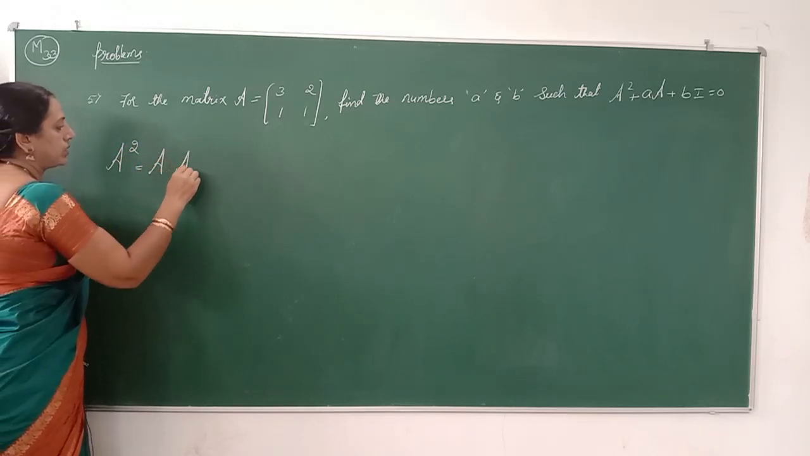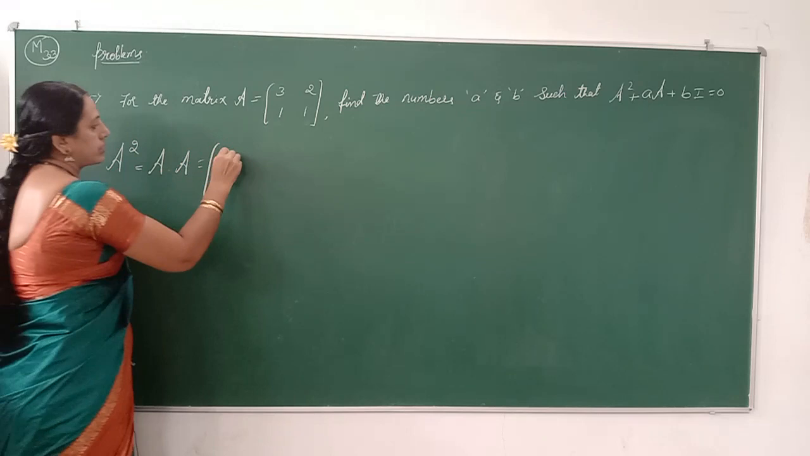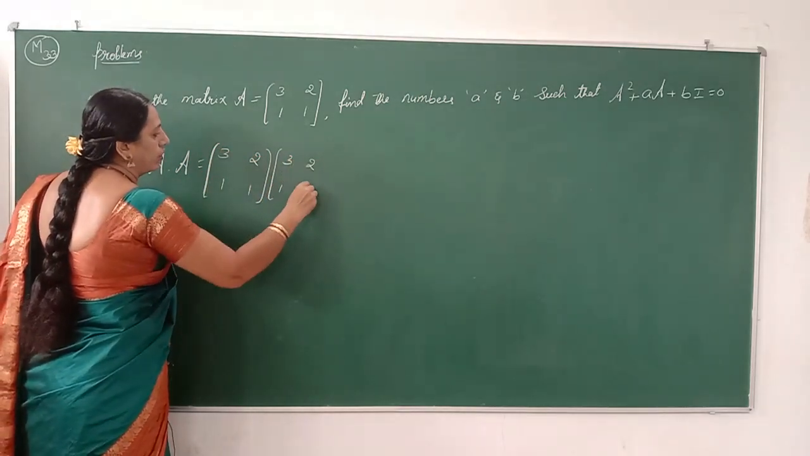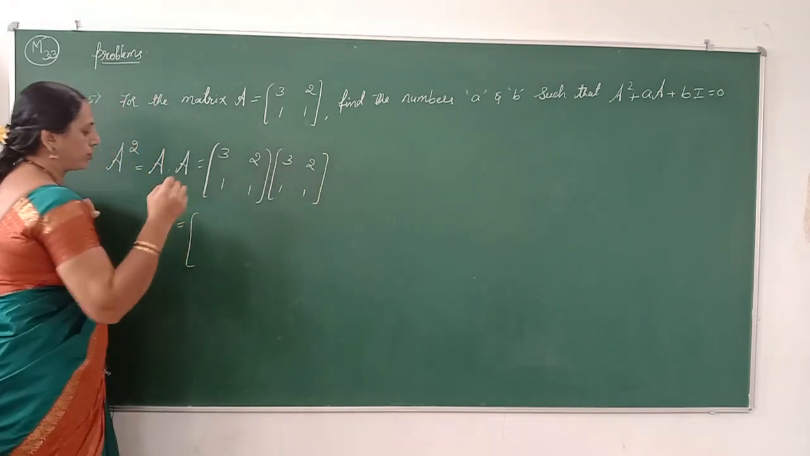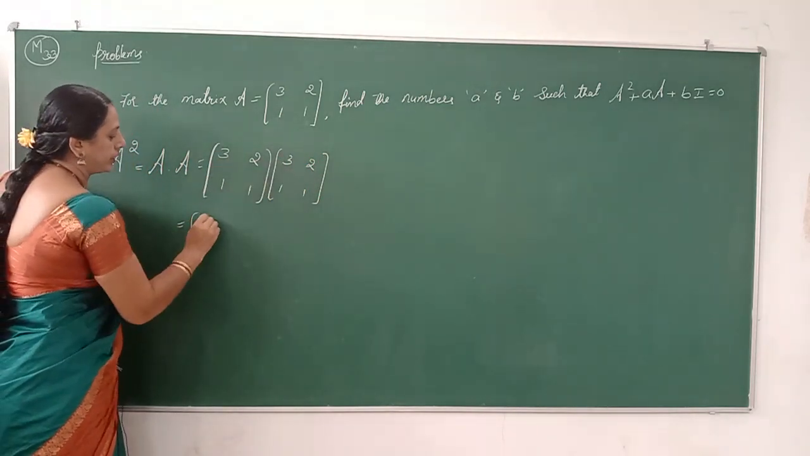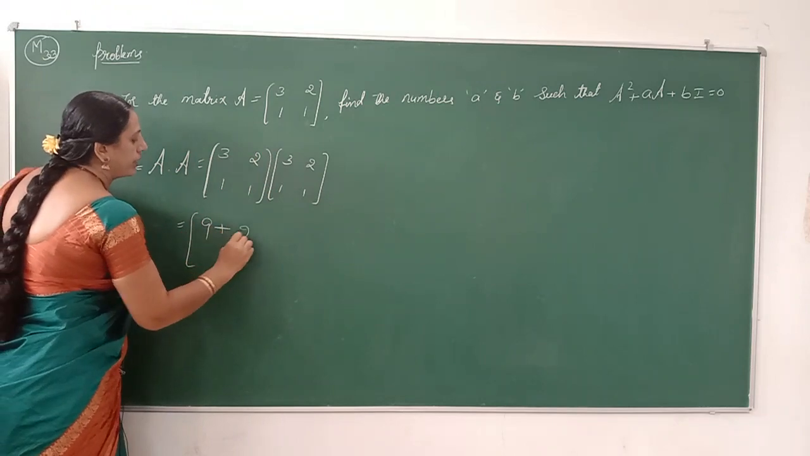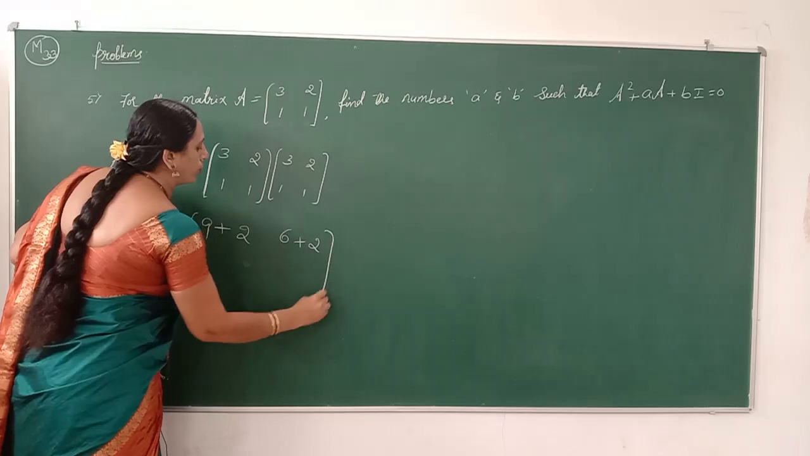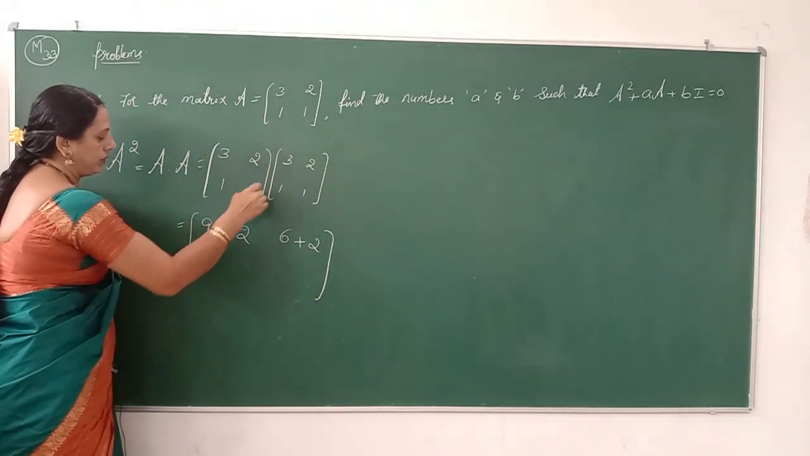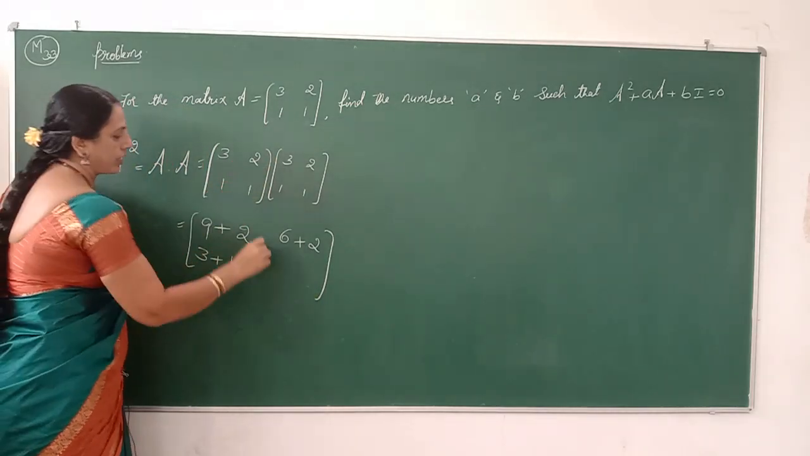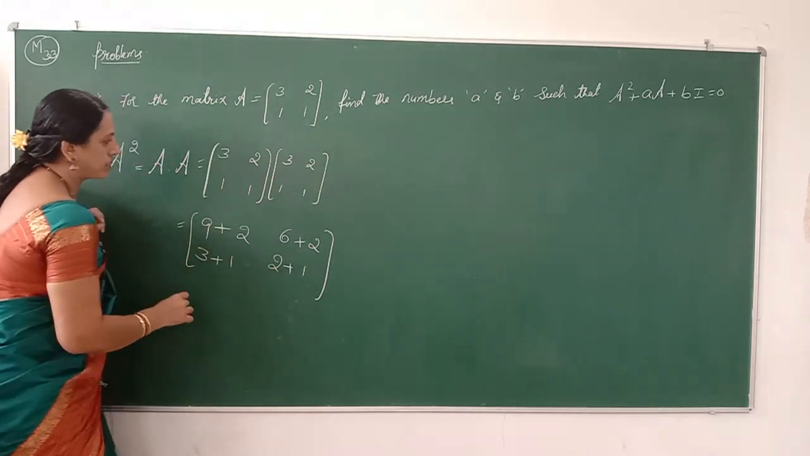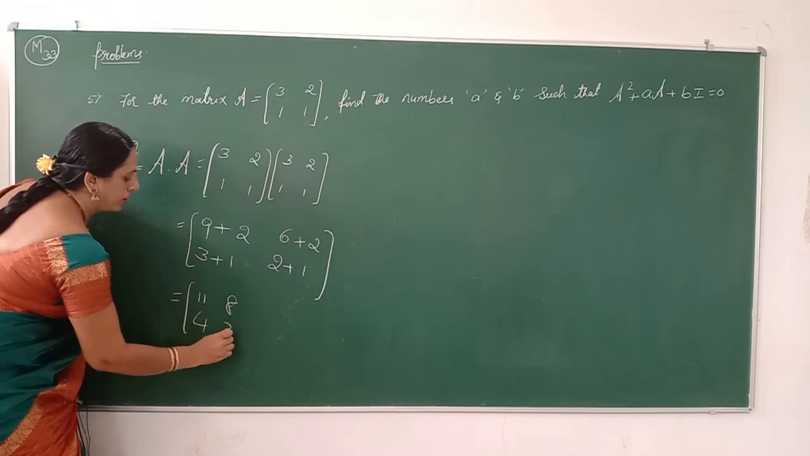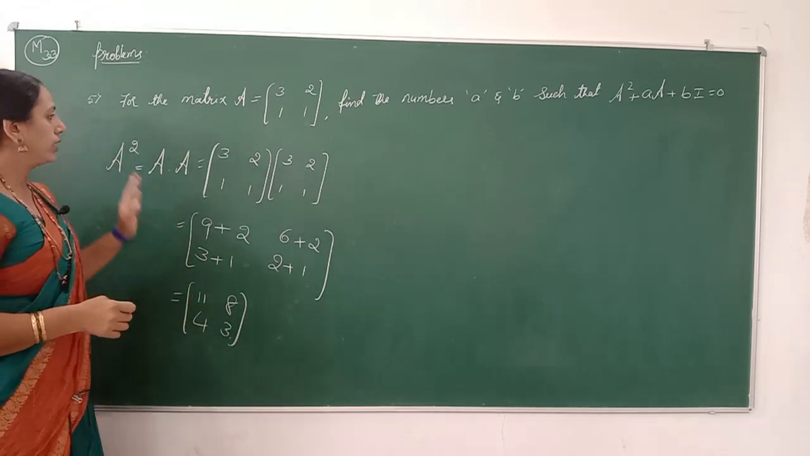A square is nothing but A into A, that is 3, 2, 1, 1 into 3, 2, 1, 1. So multiplied with rows and columns. First row, first column, 3 3s are 9 plus 1 into 2. Again first row, second column, 6 plus 2. Second row, first column, 3 plus 1. Second row, second column, 2 plus 1. That is 11, 8, 4, 3 are the elements of A square.